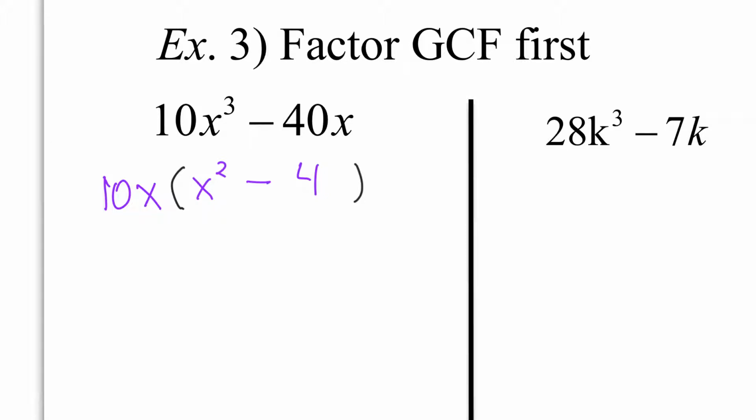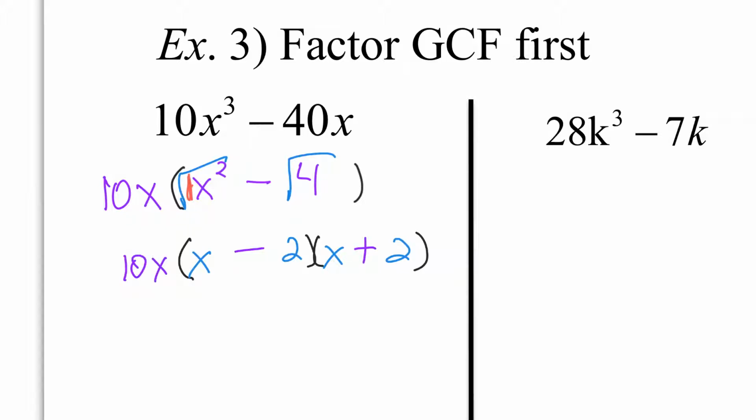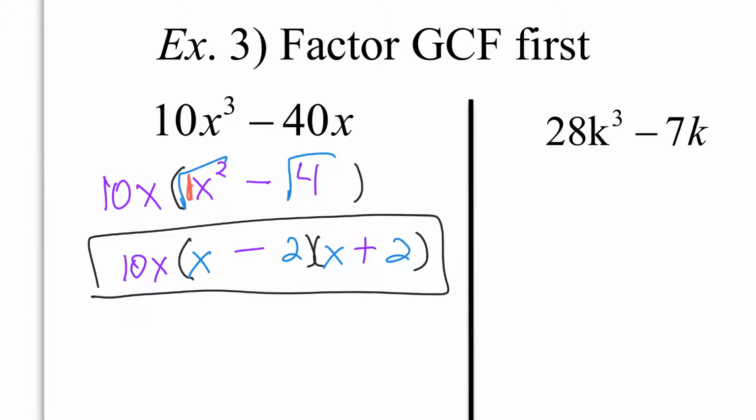So we got the 10x outside. Now look at this binomial, x squared minus 4. Difference of squares, because we do have an invisible 1 right here, so that's a perfect square number. 4 is a perfect square number, so we can factor. So I'm going to put my two parentheses right here. I'm going to use the square root of 1x squared, that's 1x, x right here, the square root of 4, 2, you put a 2, minus and a plus, and then you guys bring down the 10x, the one you guys factor out. So that's my answer.